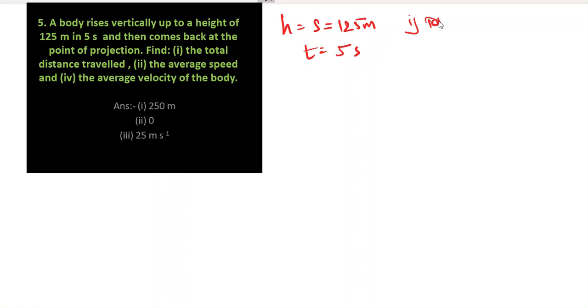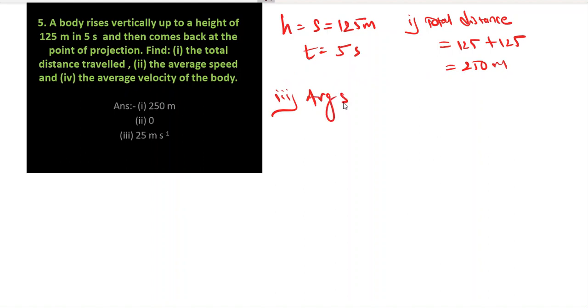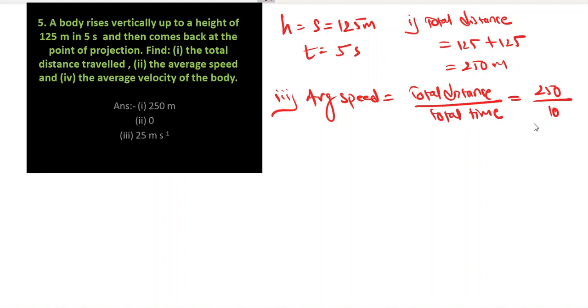Okay, so total distance is equal to 125 plus 125, which is 250 meter, right? The average speed. Okay, average speed is equal to total distance upon total time. Total distance is 250 upon total time is 10, right? So average speed is 25 meter per second.